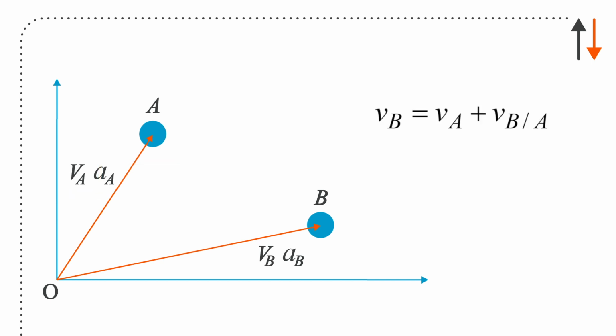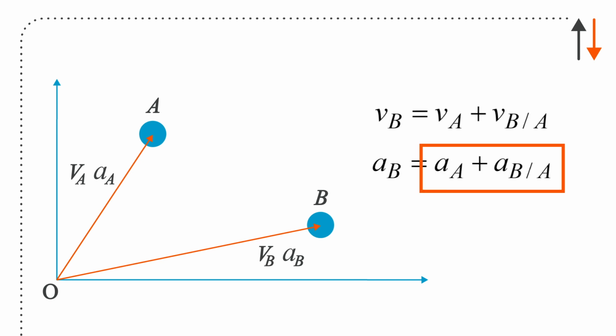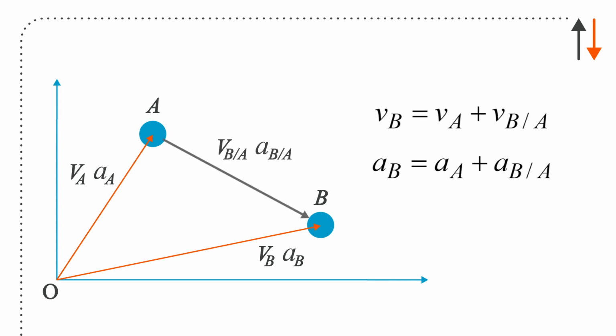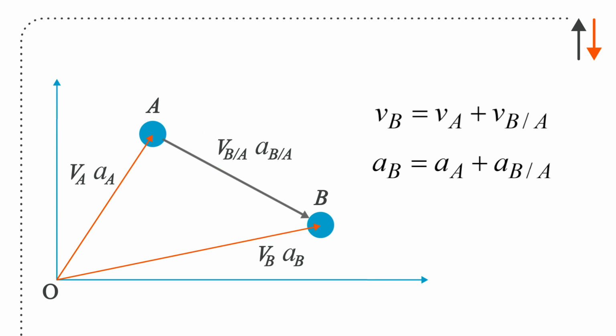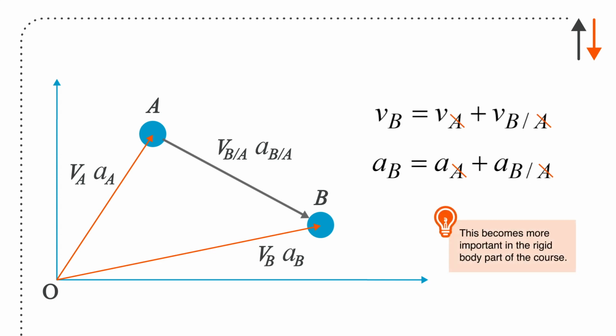But I can also get a velocity of B with respect to A. And I can do the same with acceleration of A plus acceleration of B with respect to A. And I can draw this triangle. So the sum of this plus this equals this. And one of the things to note, in terms of the notation, is that the way it's written, what's in the denominator is what you want to cross out. It's really important in the rigid body part of the course. It's useful in this part of the course.